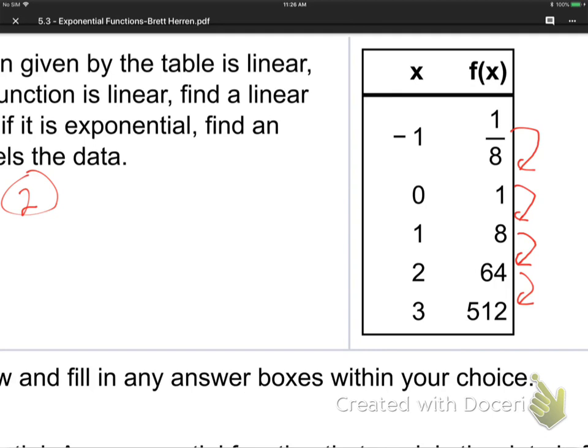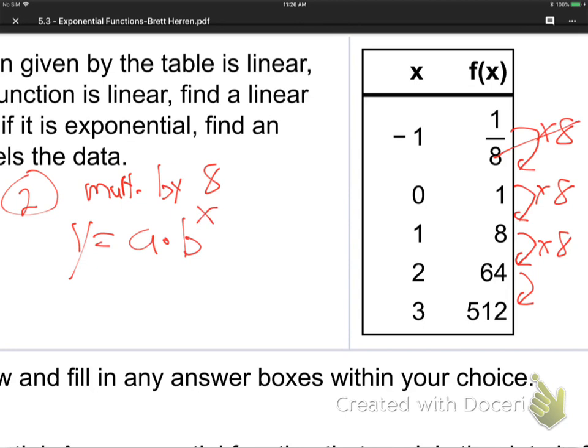Times it by what? 8. Multiplying by 8. Do you see that it's multiplying by 8 every time? If you take 1/8 times 8, the 8s will cancel and you'll have 1. And then you go times 8, it'll be 8 times 8 is 64. So it's just going times 8 every time? We good? So that means this thing is exponential, right? When you're multiplying, so it's multiplying by 8, so it's exponential. So it's a times b to the x, and the b is just your 8.